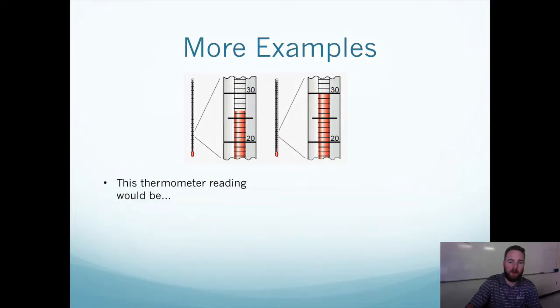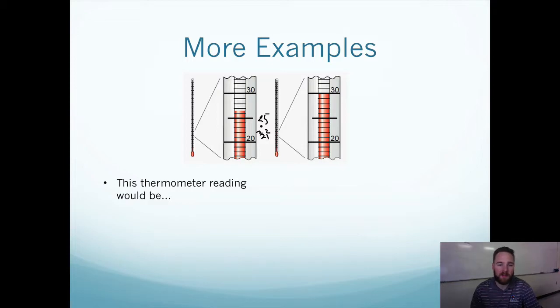All right, so a few more examples here. Thermometers, we can do the same thing here. What do we see on our thermometer? What type of readings do we have? I have 20, I have 30, this would be 25, and it looks like each one of these is going to be 1. So this would be 21, 22, and so on and so forth.